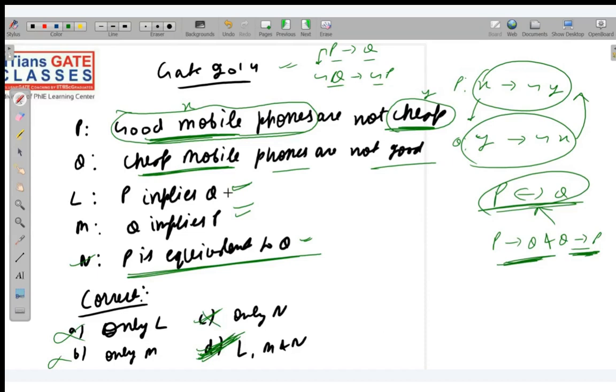And almost 99% of the students did it wrong in GATE 2014. Just because they have said equivalent, so only N is true. Many of the students pick only C as the option. Very few take L, M, and N as the option. So I hope I have made the point clear. How I have solved it, I think you have got it. If anybody is having any doubt, please let me know.